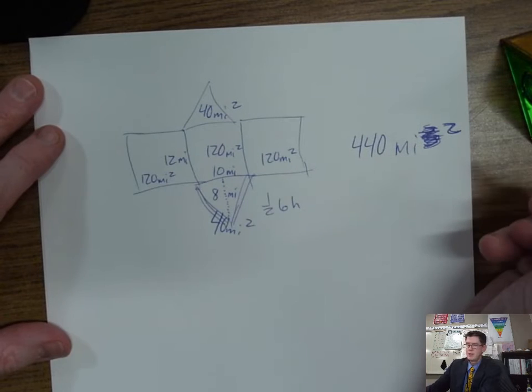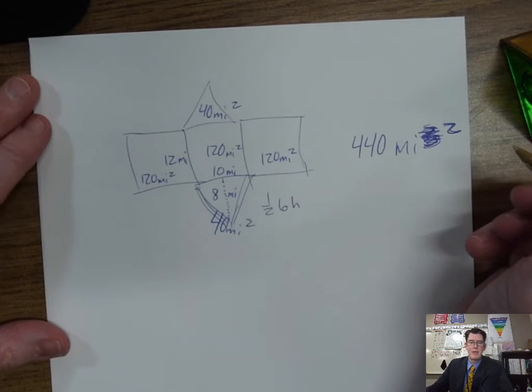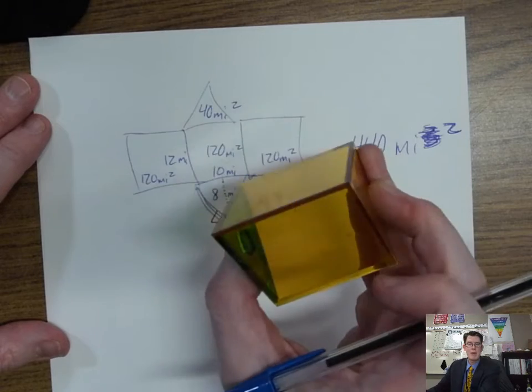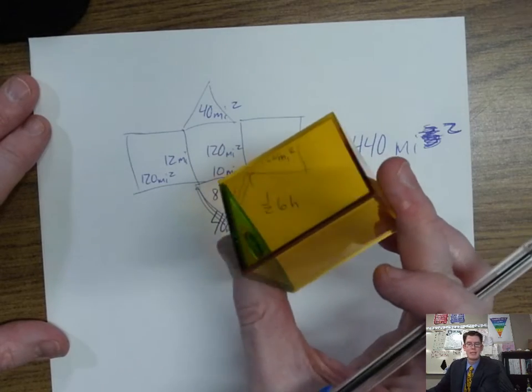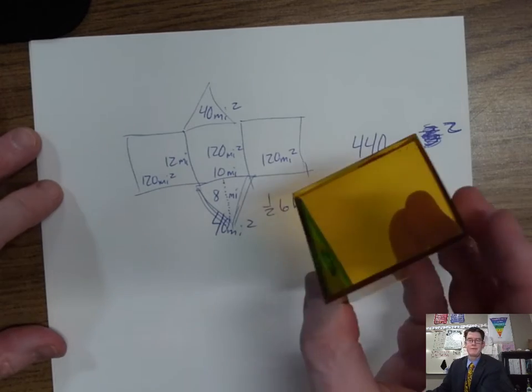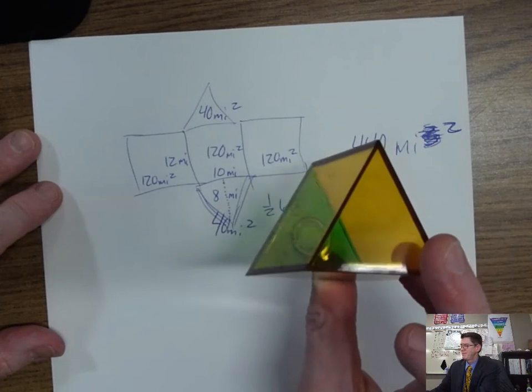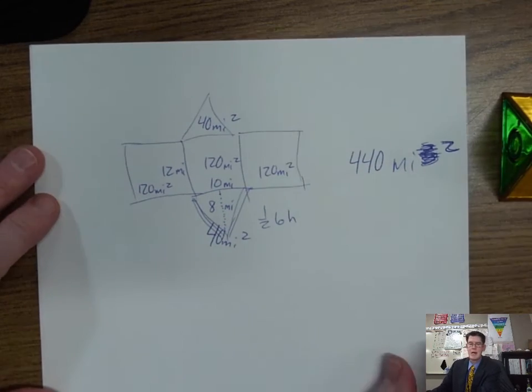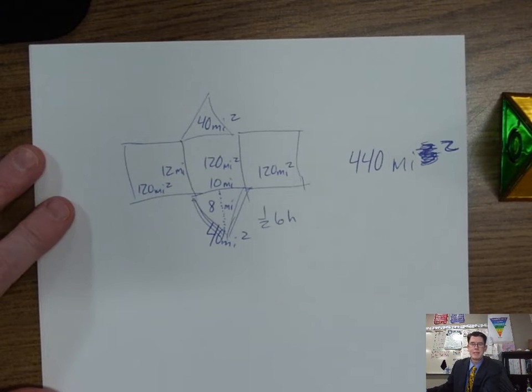squared. Sorry about that. I'm thinking of too many things at once. Again, it's the wrapping paper, it's the area, not how much is inside it. Problem is, I just finished that volume video, so I'm kind of still thinking volume. 440 miles squared.